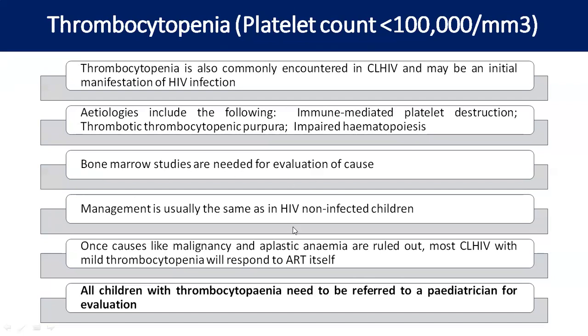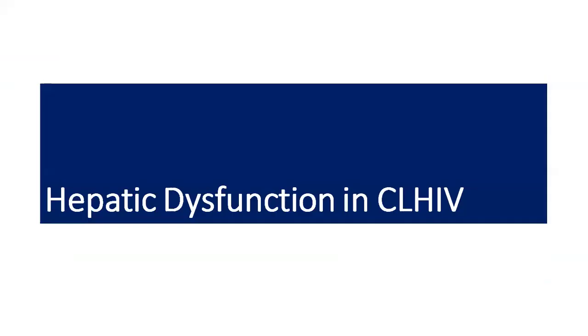Management is usually the same as in HIV non-infected children. Once causes like malignancy and aplastic anemia have been ruled out, most CLHIV with mild thrombocytopenia respond to ART itself. And any patient with persistent thrombocytopenia or aplasia should be referred to a pediatrician for further workup.